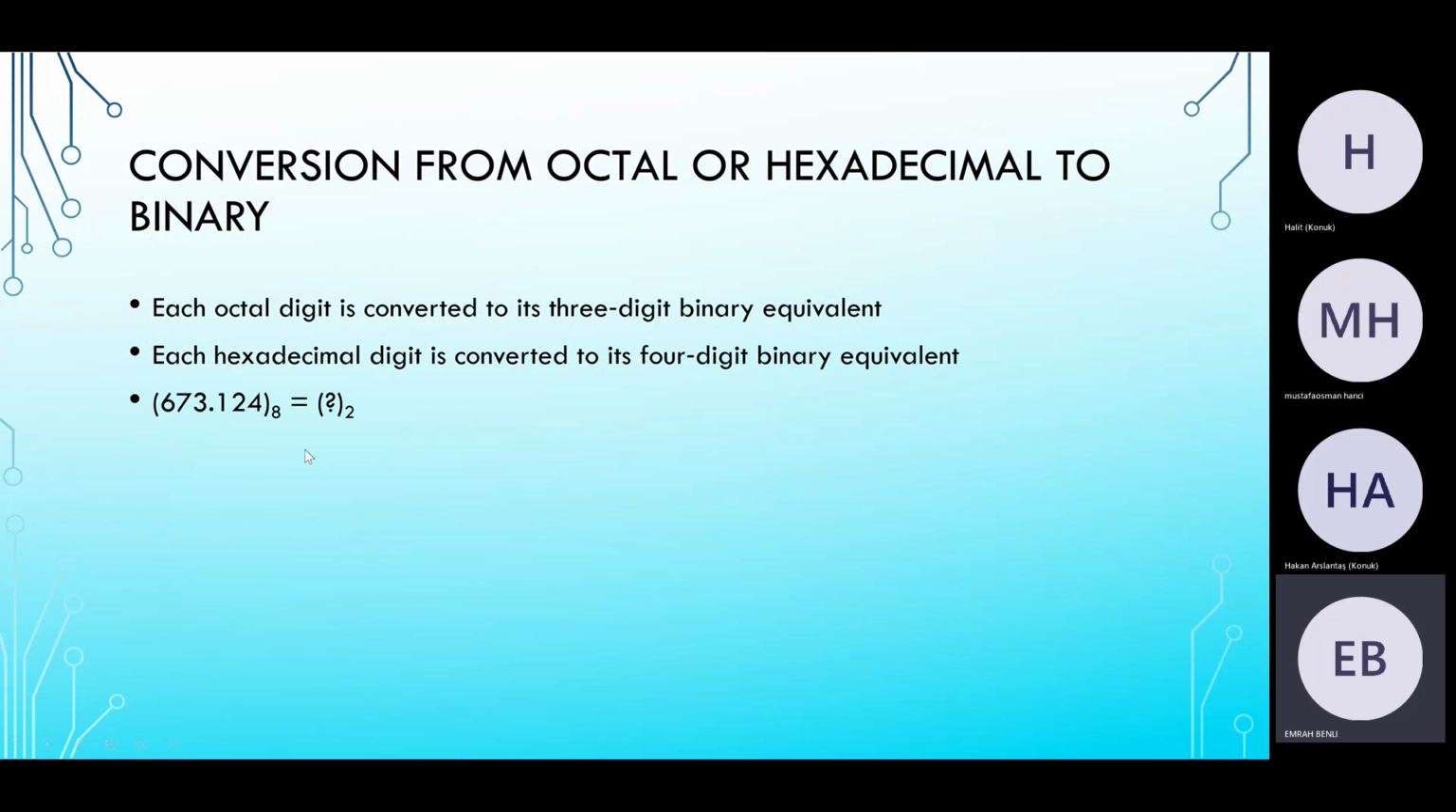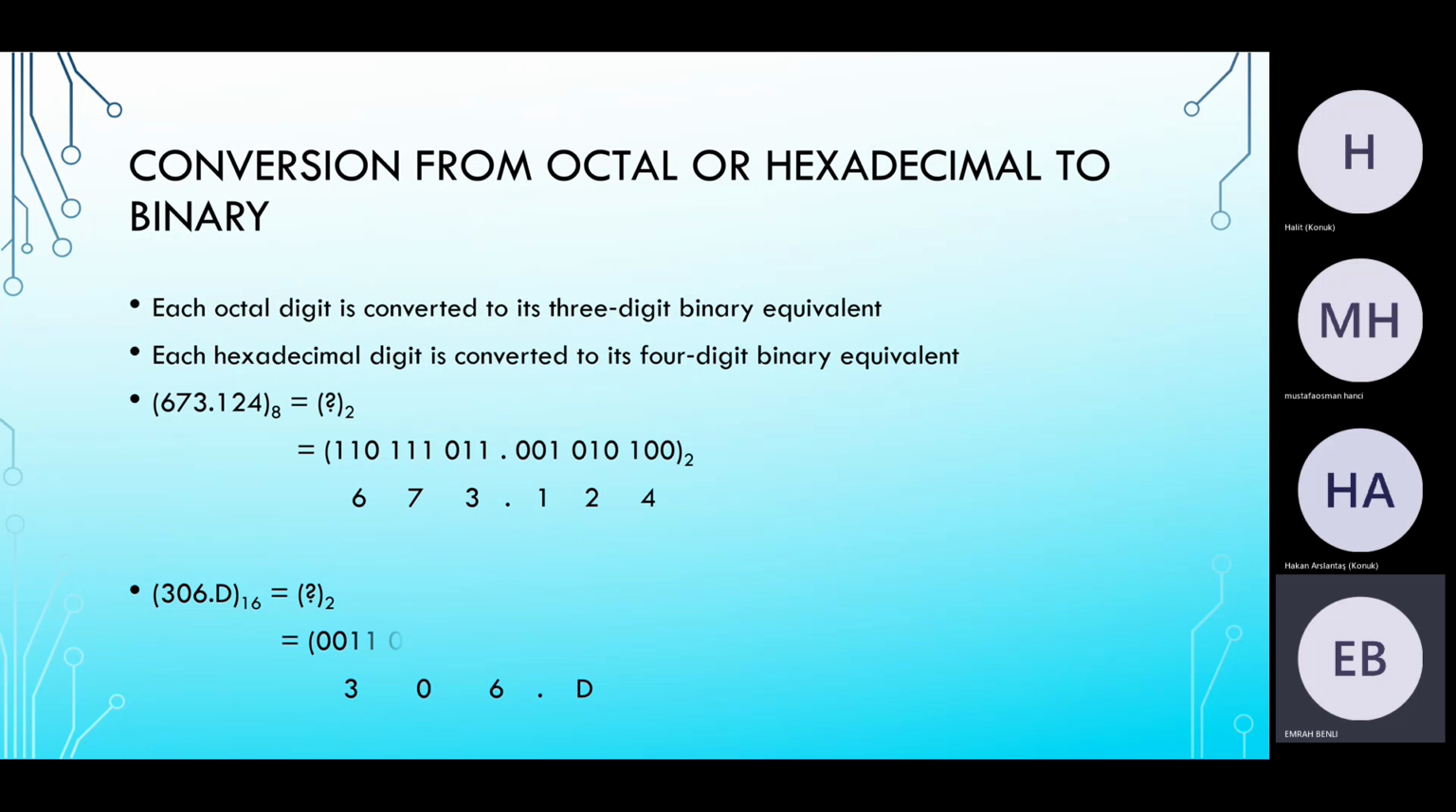So conversion from octal or hexadecimal to binary. Now we are doing vice versa. So this is the octal number. We open it and we put 3 binary digits for each number in octal, and we write it like this. So this is 4, this is 2, this is 1, and 3, 7, 6. So we got the binary version of it.